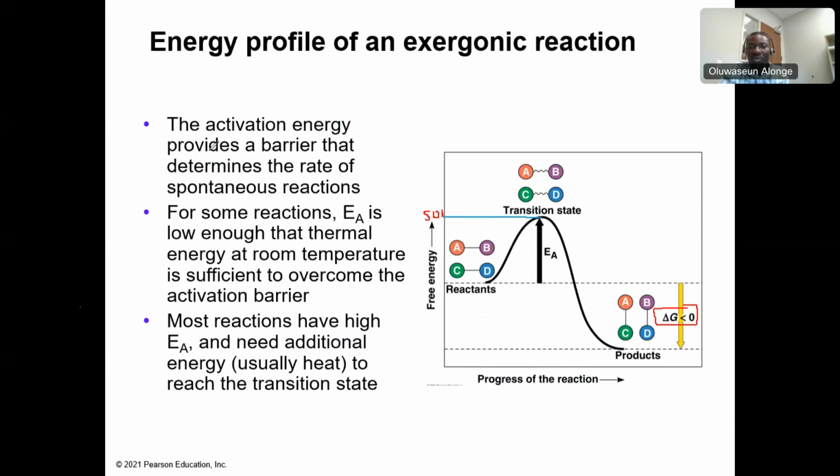So the activation energy provides a barrier that determines the rate of a spontaneous reaction, right? For some reactions, the activation energy, EA, which means activation energy, is low enough that the thermal energy at room temperature is sufficient to overcome it. Most reactions have high activation energy, and we need additional energy, usually heat, to reach the transition state. All right, that is that.